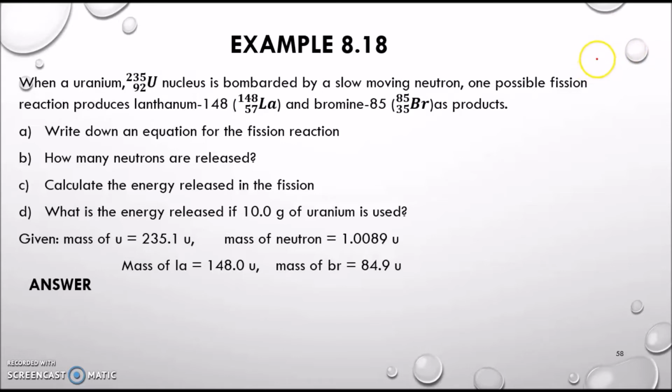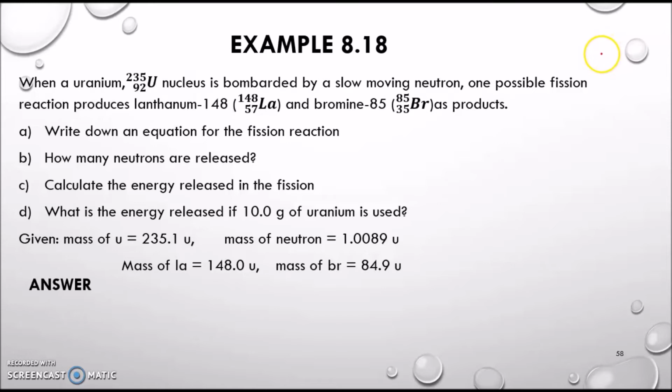Example 8.18. When a uranium nucleus is bombarded by a slow-moving neutron, one possible fission reaction will produce lanthanum and bromine as products. A. Write down the equation. B. How many neutrons are released? C. Calculate the energy released. And D. What is the energy released if 10 grams of uranium is used?